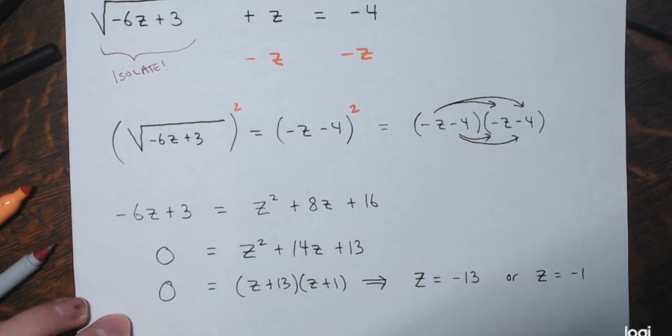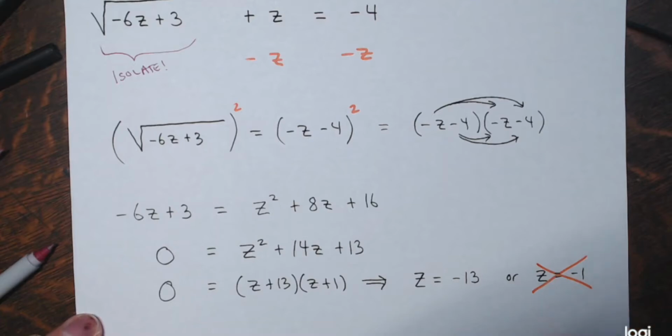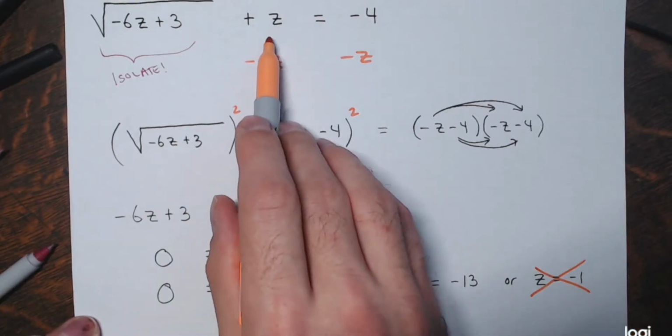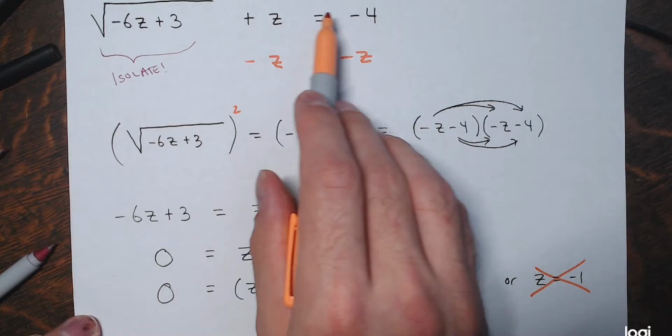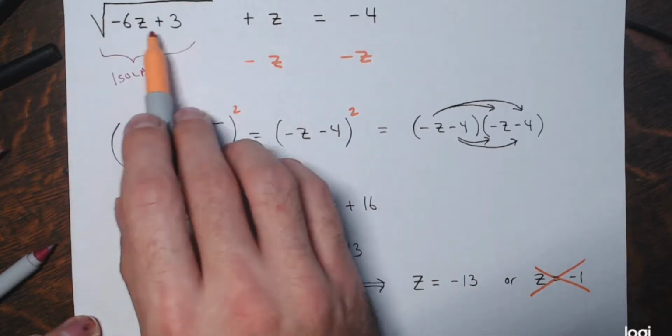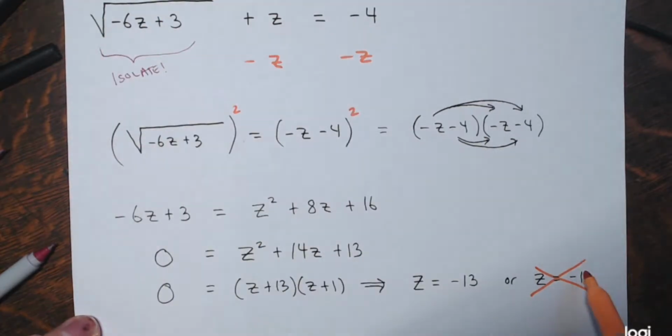Alright, and I'm telling you right now, negative 1 doesn't work. Because if you put in negative 1 to the original equation, then you'd have to add 1 to both sides. You'd have this positive square root thing equal to negative 3. That can't happen. But negative 13 works.